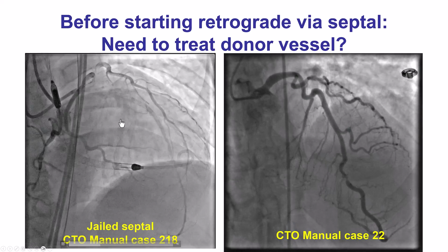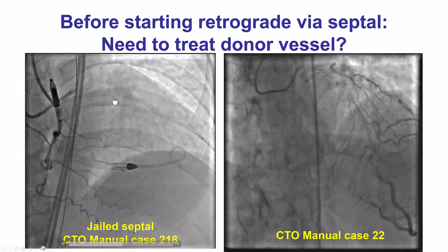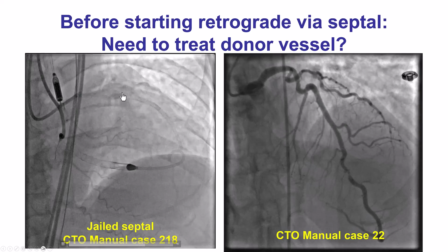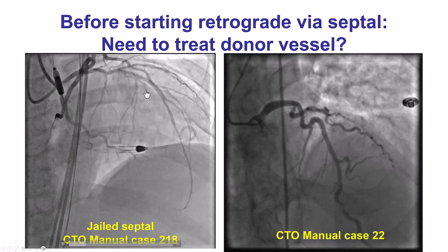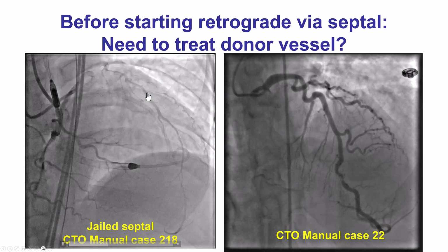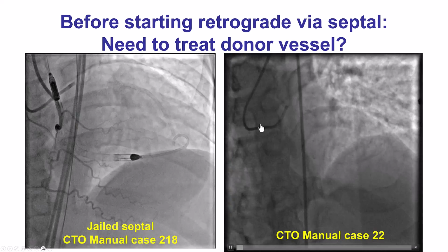The key concept here is that if there is significant disease proximal to the takeoff of the septal, then that needs to be addressed first, because advancing a microcatheter over it might cause ischemia and cause problems.